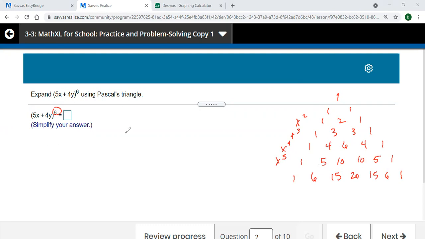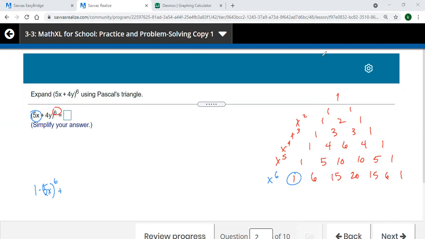So on this one, boy, this is going to be a big honking problem when we're done. We're starting, this is my sixth. So I'm starting with this one, and I'm just doing this 5x to the sixth power. So my exponents are always going to add up to the 6.